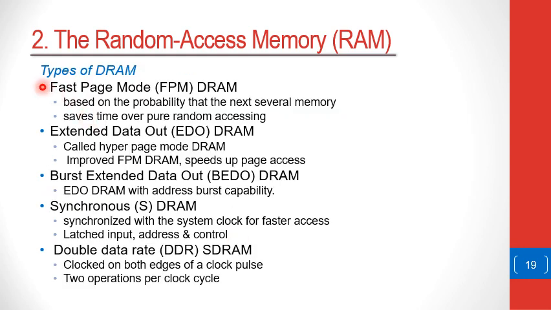There are also several types of RAM, as we have alluded to initially. The first type of RAM is the fast page mode DRAM. This DRAM, as the name suggests, is based on the probability that the processor would need adjacent memory locations. So if one memory location is read, those close to it are going to be needed.